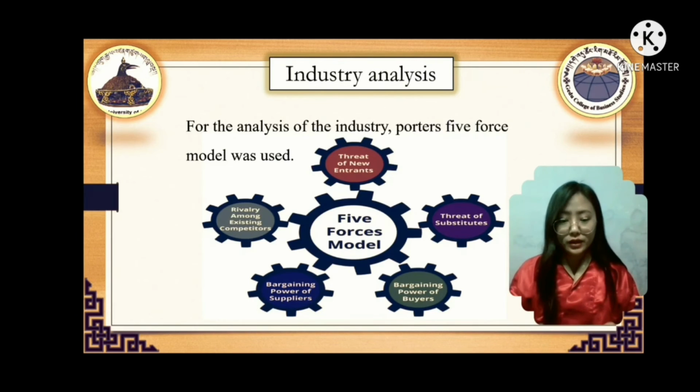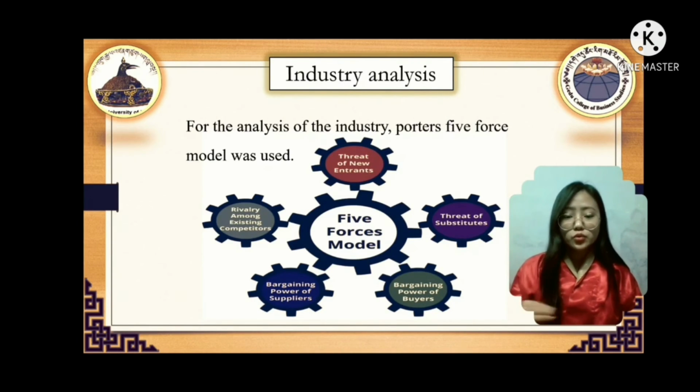For the BOBL, the threat of new entrants is less because entering the market takes time, and also there are many formalities to come into a new market. So the threat from new entrants is very less.